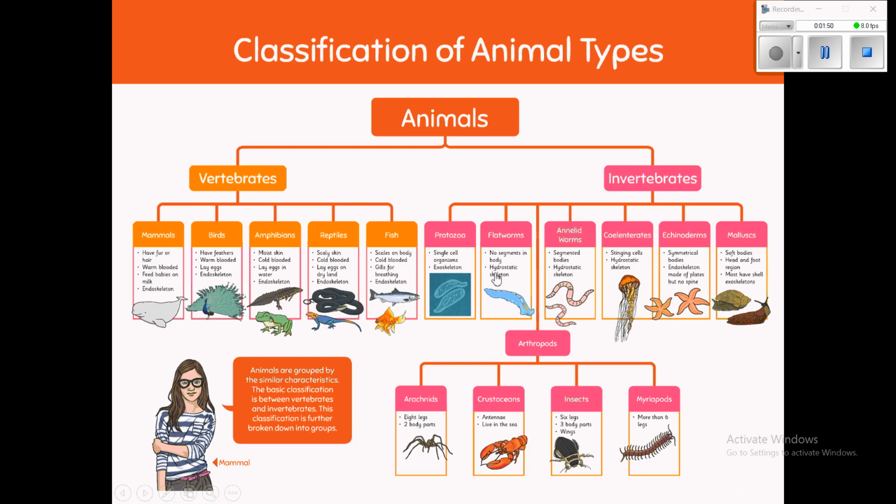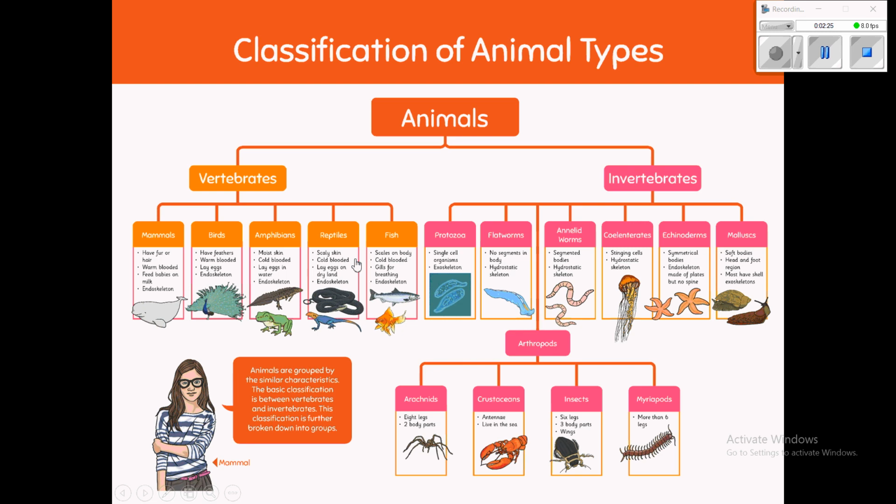So here we've got the classification of animal types. We've got different animals. So all animals are broken down into vertebrates and invertebrates. So animals that have a backbone, have like a spine, and animals that don't. And then these are then broken down even further to mammals, birds, amphibians, reptiles, and so on with invertebrates. And here it says animals are grouped by the similar characteristics. So for example, vertebrates have all got backbones, invertebrates don't. That's a similar characteristic. The basic classification is between vertebrates and invertebrates. This classification is further broken down into groups, so they're broken down into further and further groups.